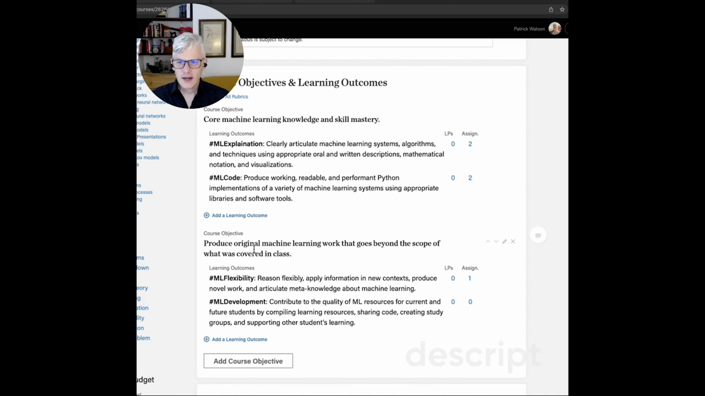This is the one that I think first comes to mind, which is: reason flexibly, apply information in new contexts, produce novel work, and articulate meta knowledge about machine learning. So be able to say, oh, this model won't work because it's overfitting in this way.